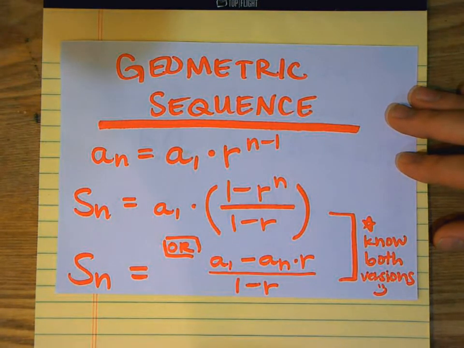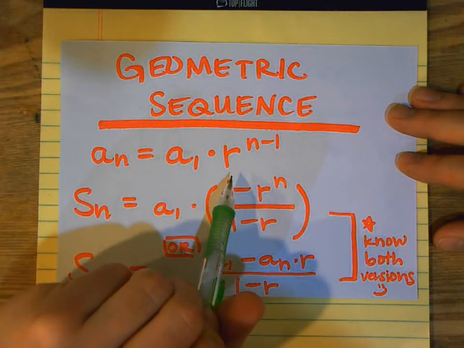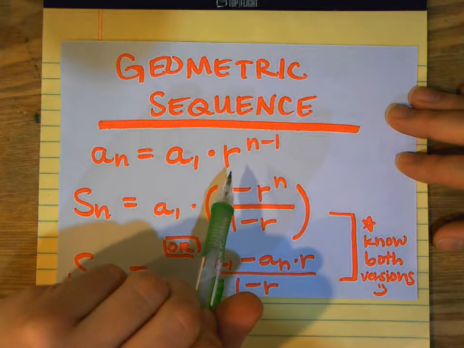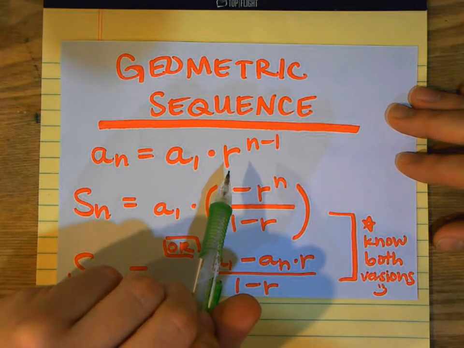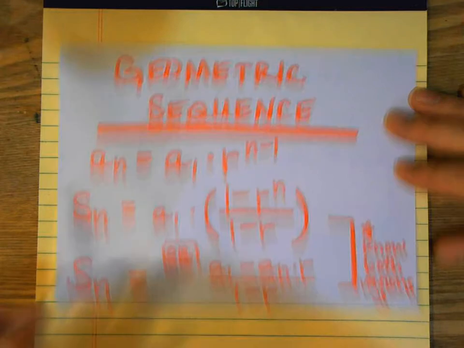So in the arithmetic sequences, we had d for the common difference. Now we have r for the ratio, because a geometric sequence doesn't have a common difference. Instead, it has a common ratio.